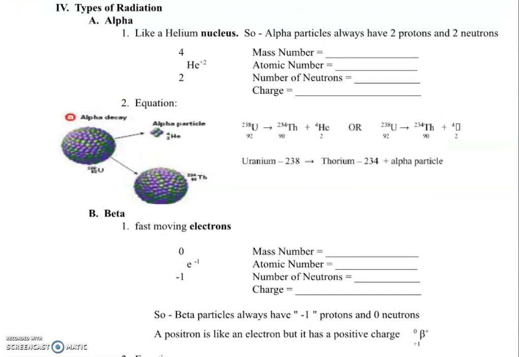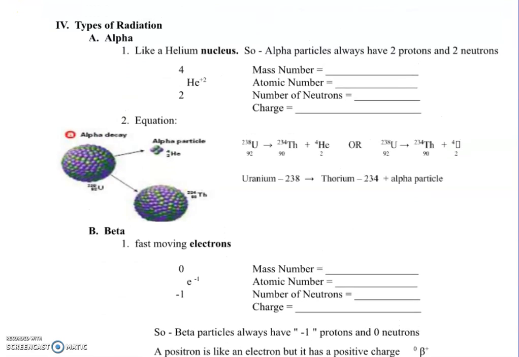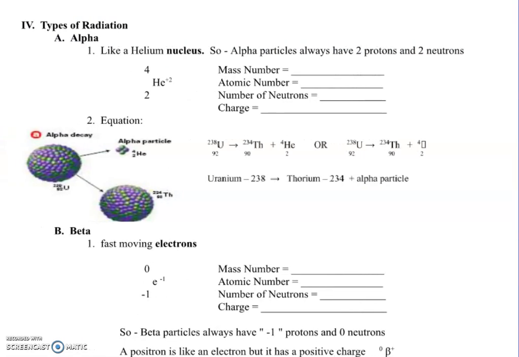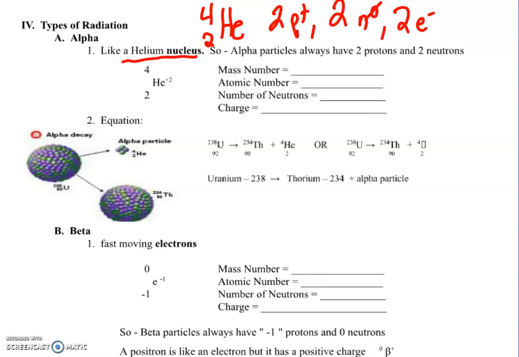Okay, let's look at some types of those radioactive particles that are going to be given off. So the first one we're going to look at is an alpha particle. An alpha particle is like a helium nucleus. If you look at your periodic table, you'll see that helium's atomic mass is 4, atomic number is 2. So a helium atom would have 2 protons, 2 neutrons, and if it's neutral, it would then, of course, have 2 electrons. But we're saying it's just like the nucleus. So there are no electrons in the alpha particle.